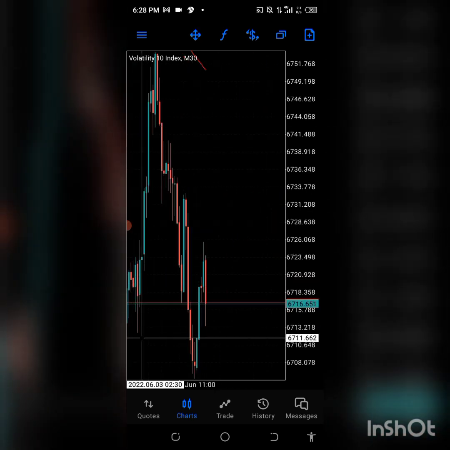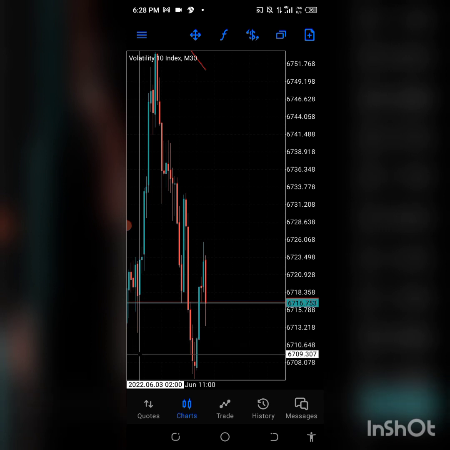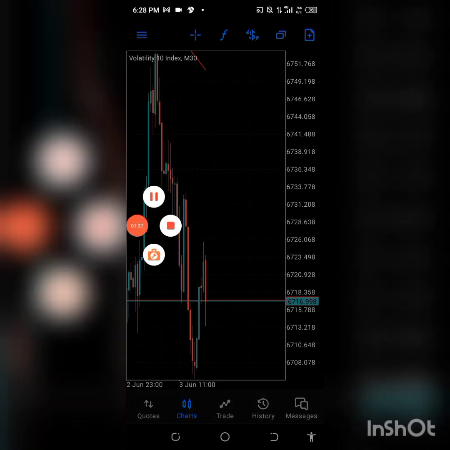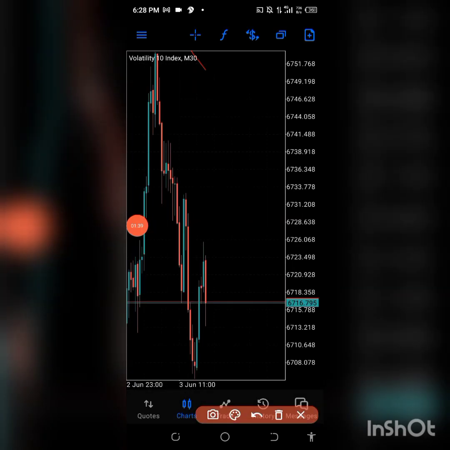You see, when I saw this rejection at this point, this particular rejection, I had to go out of the trade. I'm talking about this bullish engulfing. Excuse me, let me bring out my pen. Sorry, I'm talking about this bullish engulfing here. When I saw that, I went out.